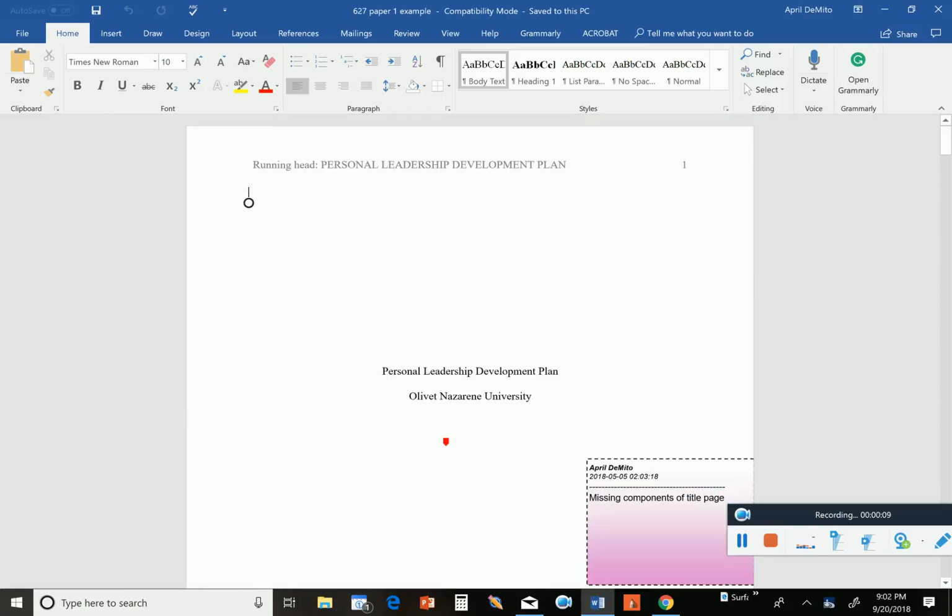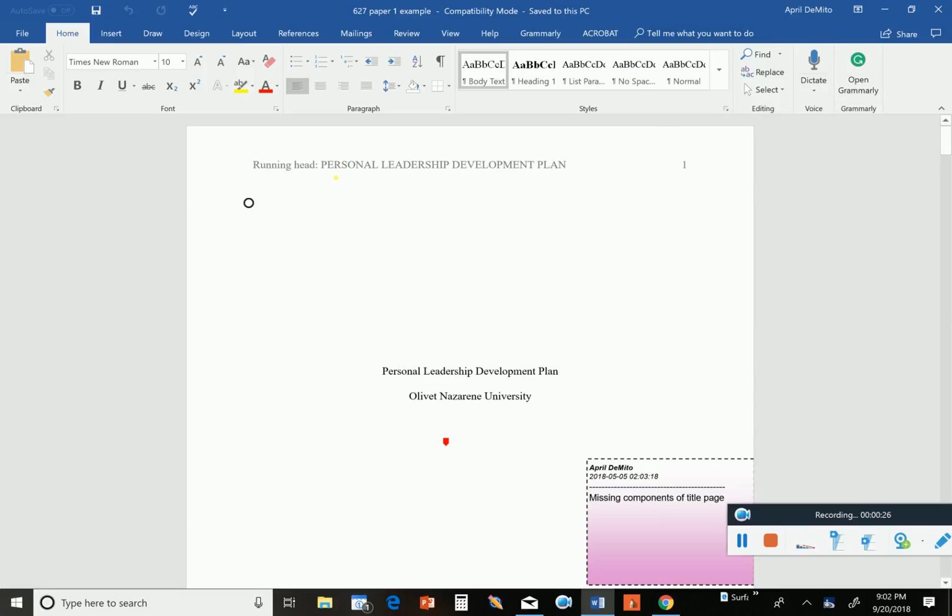Now, mind you, this paper is not perfect by any means, but I've used this paper in the past when I have been trying to discuss different components of this particular paper.